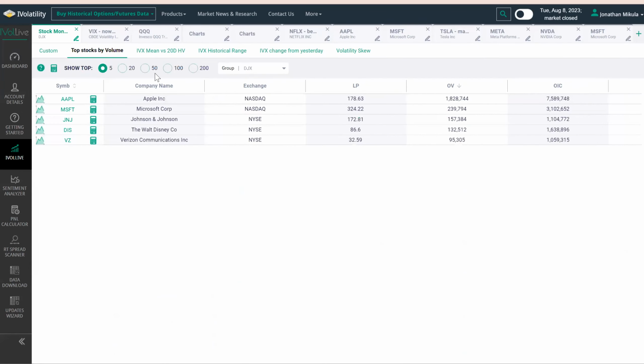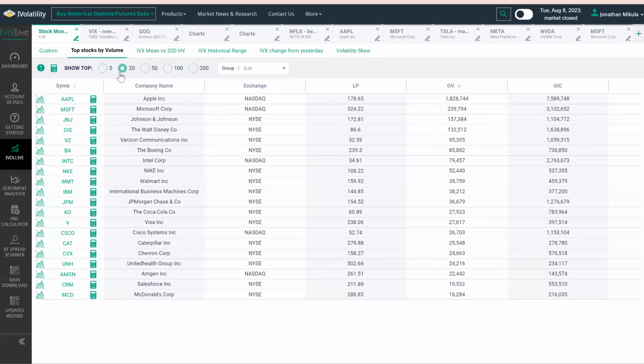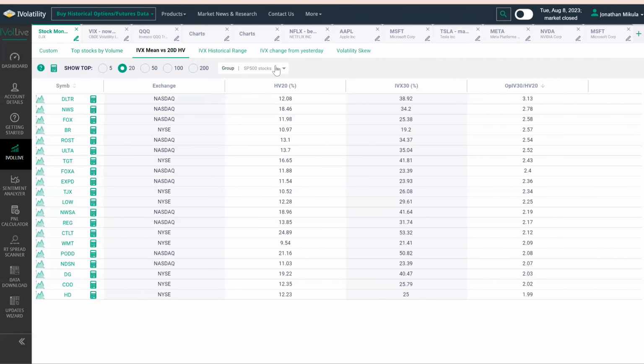The other easy scans that I run every morning when I'm looking for trading ideas, as you can see, top stocks by volume. So this is running a volume scan against this particular group, which is the Dow, DJX, but you can do it against any of our universe of coverage within IVolLive. And if you know anything about IVolLive, we have a huge global universe. Then we have IVX mean versus 20-day historical volatility. So this is like the future, right? IVX versus the past 20-day historical volatility.